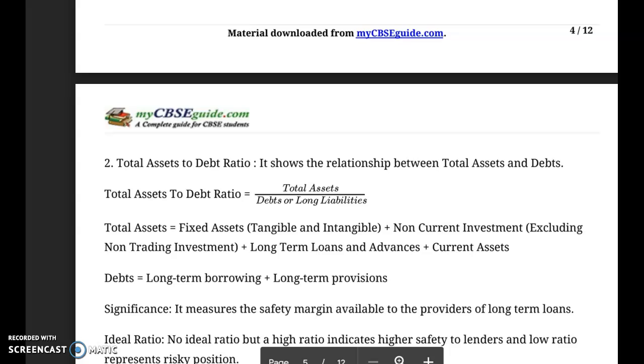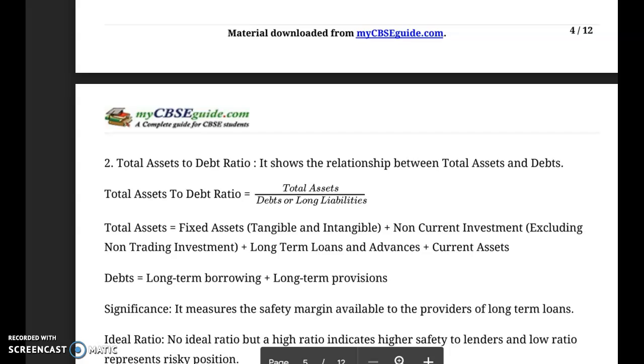Likewise here, there is no ideal ratio, but a high ratio indicates higher safety to lenders and a low ratio represents a risky position. The higher the ratio, it means the long-term liabilities are less skewed. For example, total assets are 10 lakh and debt or long-term liabilities are 2 lakh. It means it is 5 times. The higher the ratio, the more safety there is.